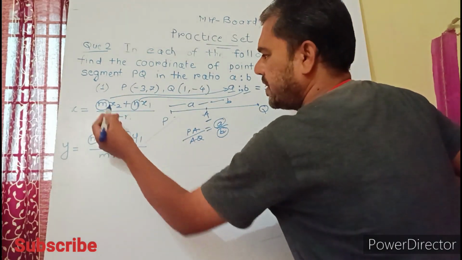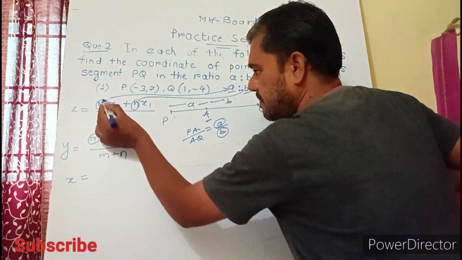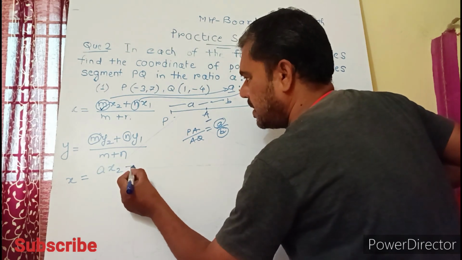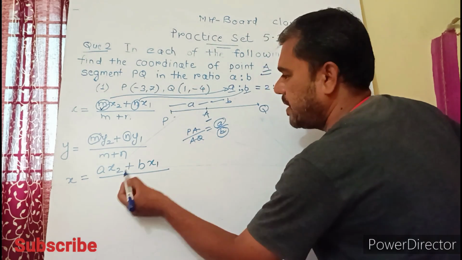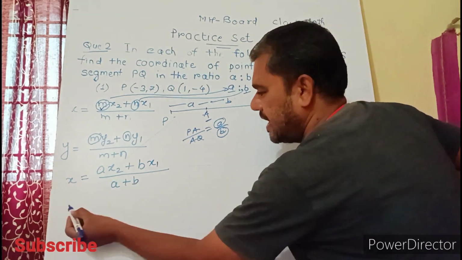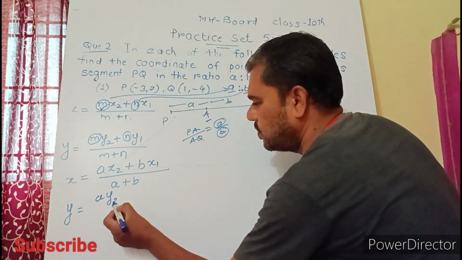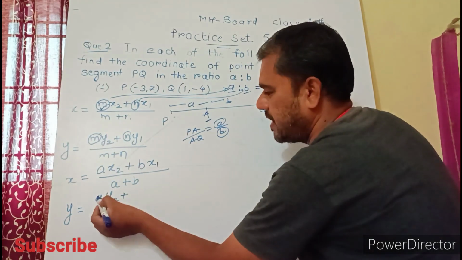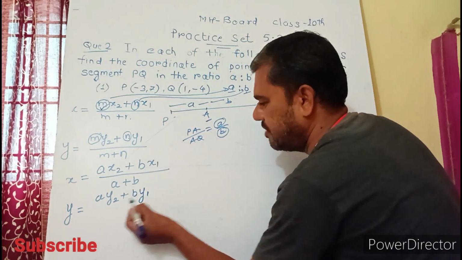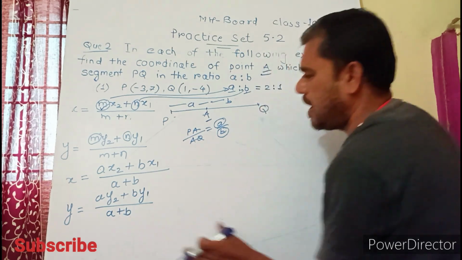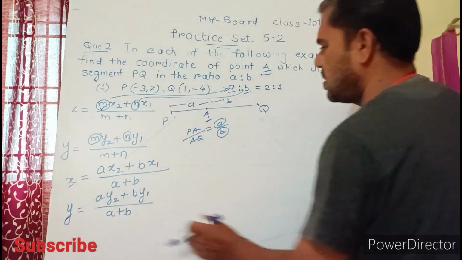By replacing, we get x equals a x2 plus b x1 divided by a plus b, where m is replaced by a and n is replaced by b. Next, the formula for y will be a y2 plus b y1 divided by a plus b, where m is replaced by a and n is replaced by b. By putting in the values, we can easily find the values of x and y.